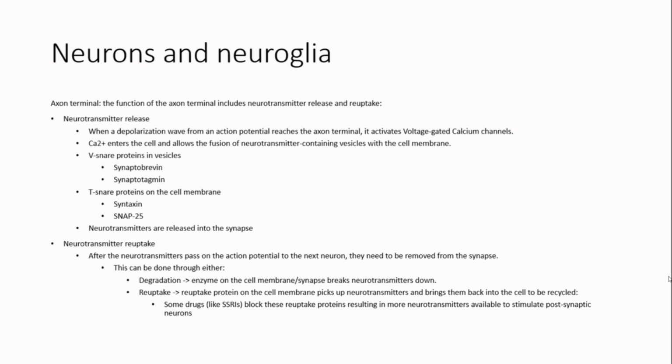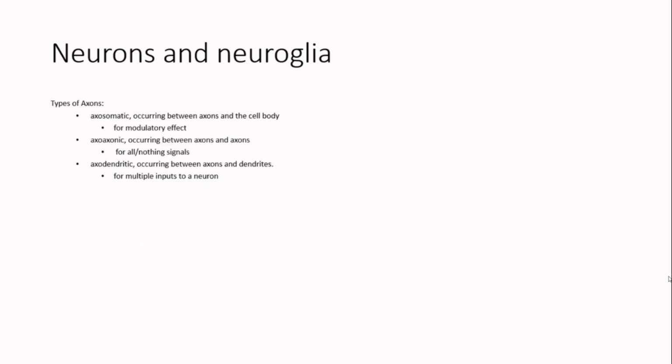When we have passed on the action potential to the postsynaptic neuron, we need to remove the neurotransmitter. Obviously, we don't want it to stay there and keep stimulating. So we can do that in two ways. We can either degrade it, or we can reuptake it. If we degrade it, we have enzymes on the cell membrane or the synapse itself, which break down these neurotransmitters, or we can reuptake it and bring it back to the axon terminal so we can use it once again.